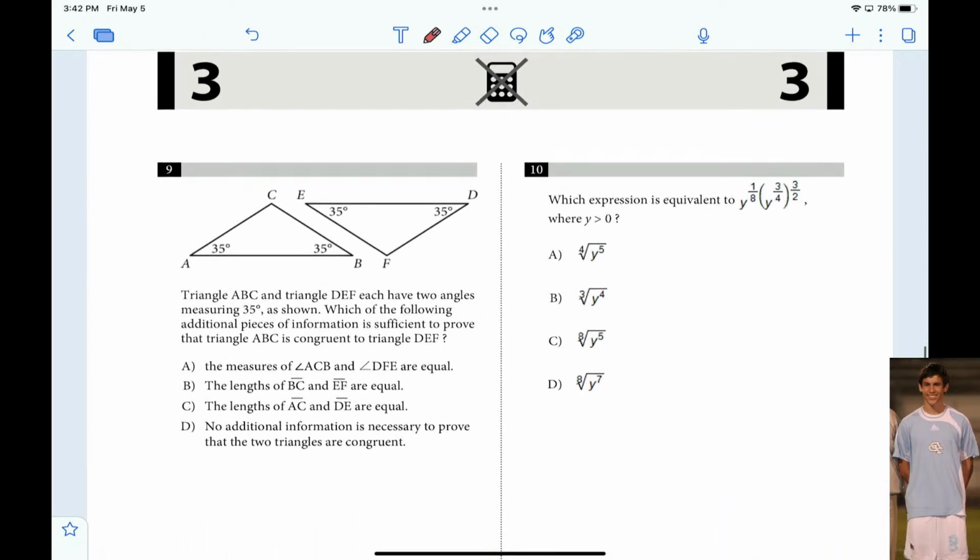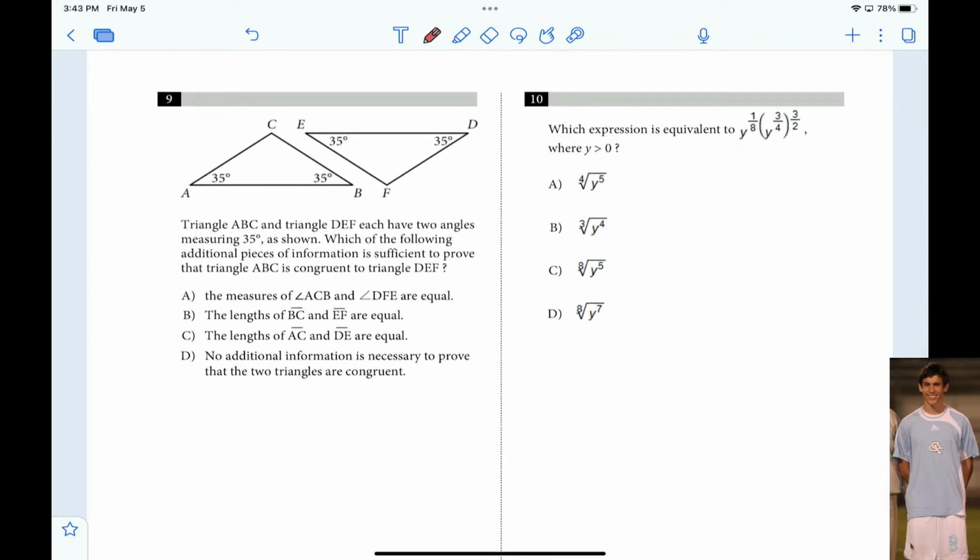Cool. All right, so this next question. Again, this is where we're starting to get to some problems that tend to get a little bit more difficult. So they tell us that triangle ABC and triangle DEF each have 2 angles measuring 35 degrees as shown. Which of the following additional pieces of information is sufficient to prove that triangle ABC is congruent to triangle DEF? So first off, let's just define some things.